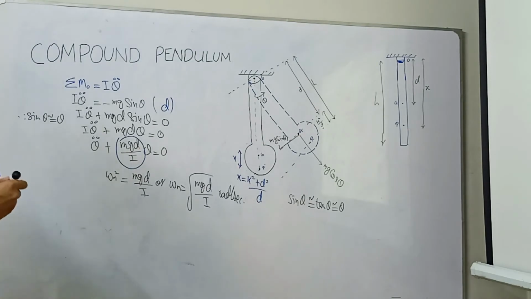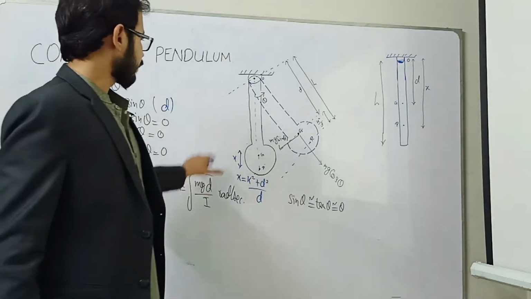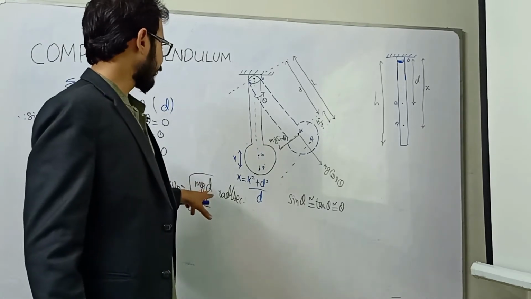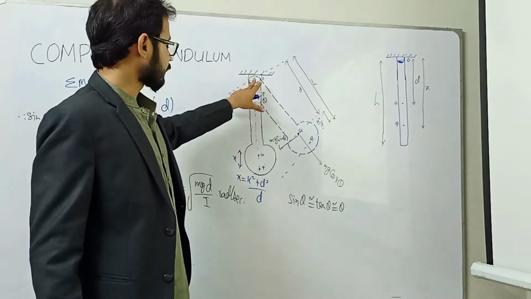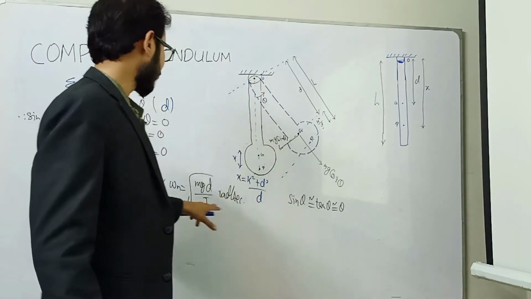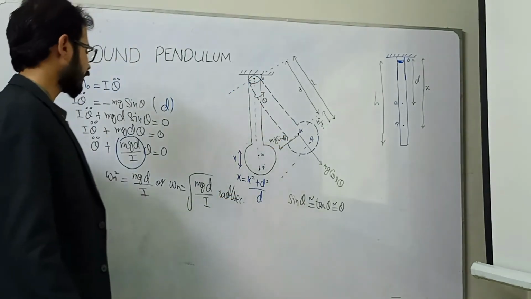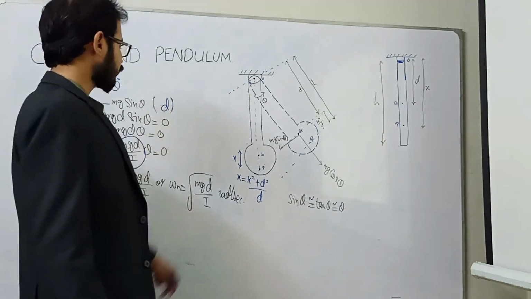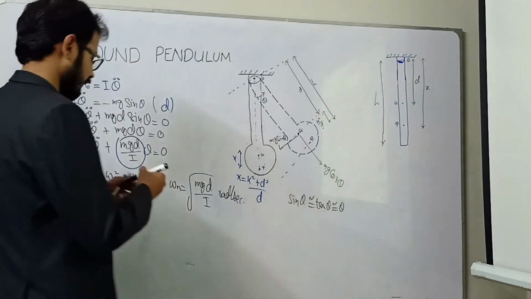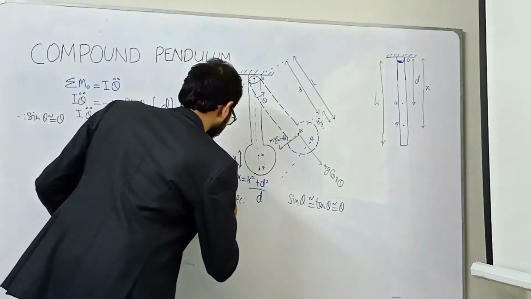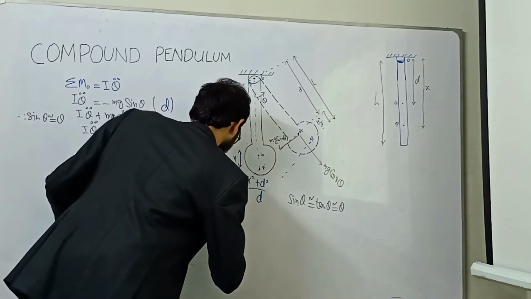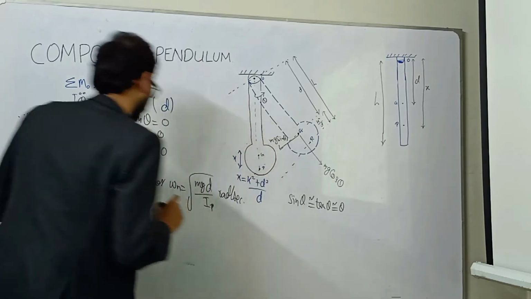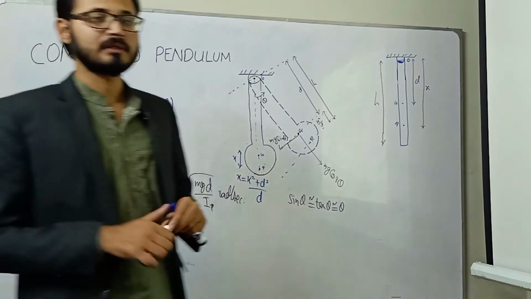Again in this case we know the mass of the compound pendulum. G value is 9.8, d is the distance from suspension to the center of mass, and what is I? It is the mass moment of inertia. So this is the point to think about, where we have to calculate this I. We will denote it as IP, the moment of inertia at the point of suspension.